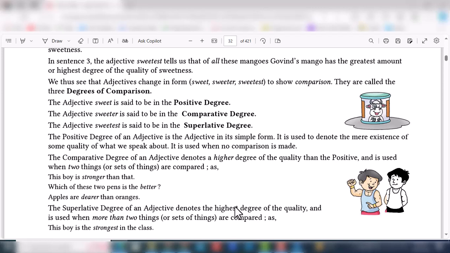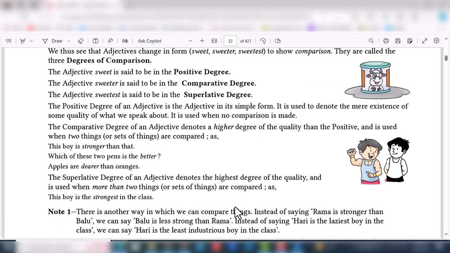Now the third one is the superlative degree. The superlative degree of an adjective denotes the highest degree of the quality, in which we compare one thing with all the things. That means one person of the class is being compared with the whole class, the entire class. For example, this boy is the strongest in this class. So this is the third degree of adjective.